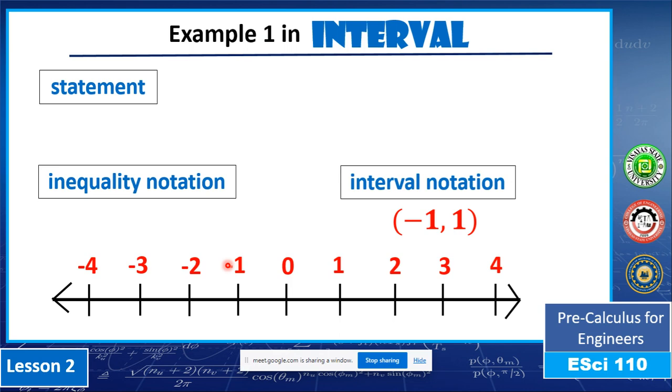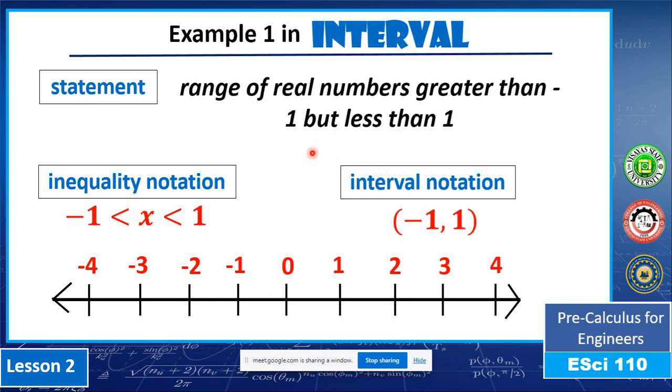Let's have an example for interval notation. We are given a parenthesis, -1, an open interval. This is a strict inequality notation. If we state this in inequality notation, we have -1 less than x and then less than 1, because these are values between -1 and 1. This is the range of real numbers greater than -1 but less than 1. -1 and 1 are not included since this is strict.